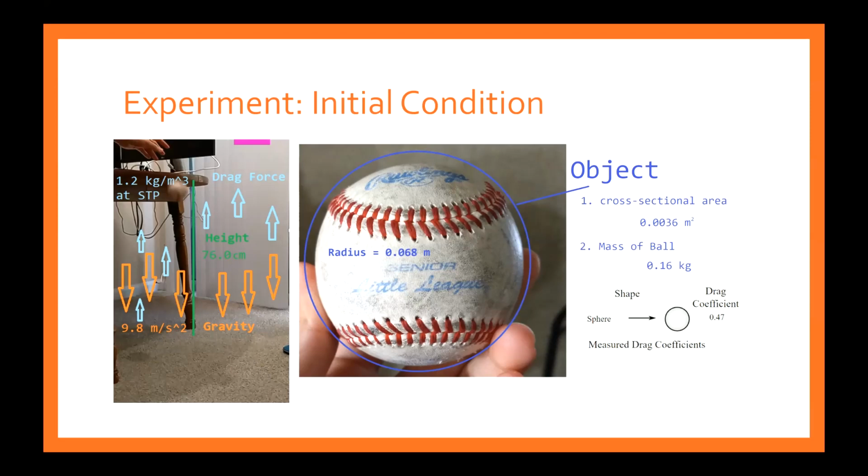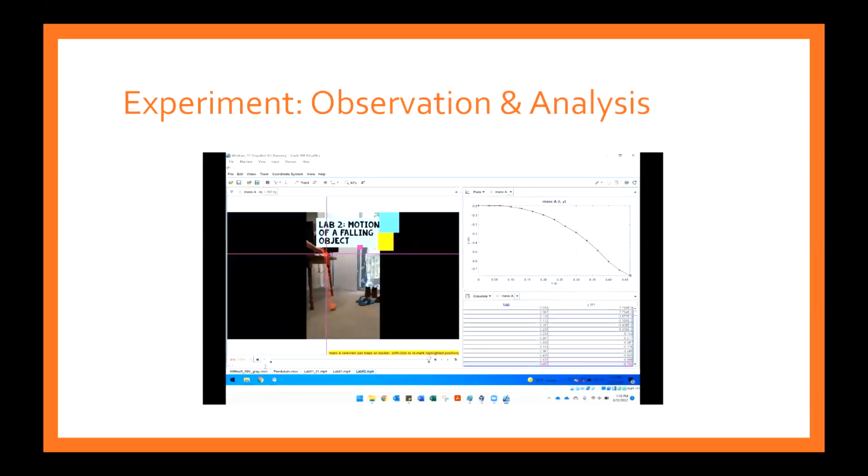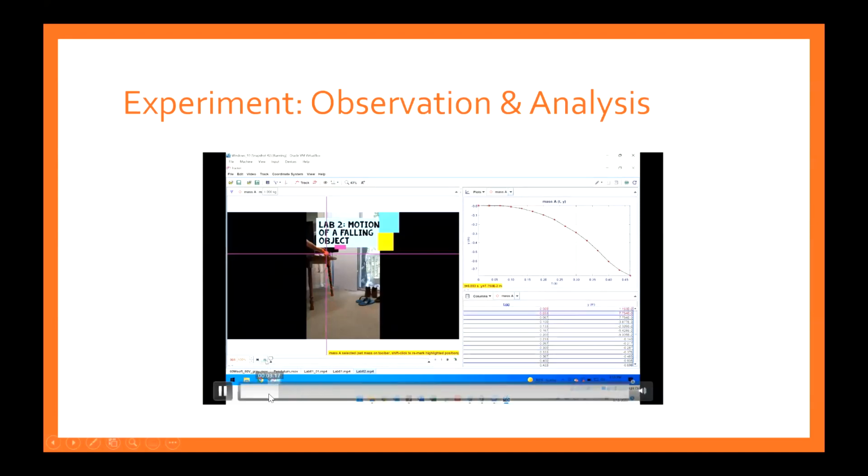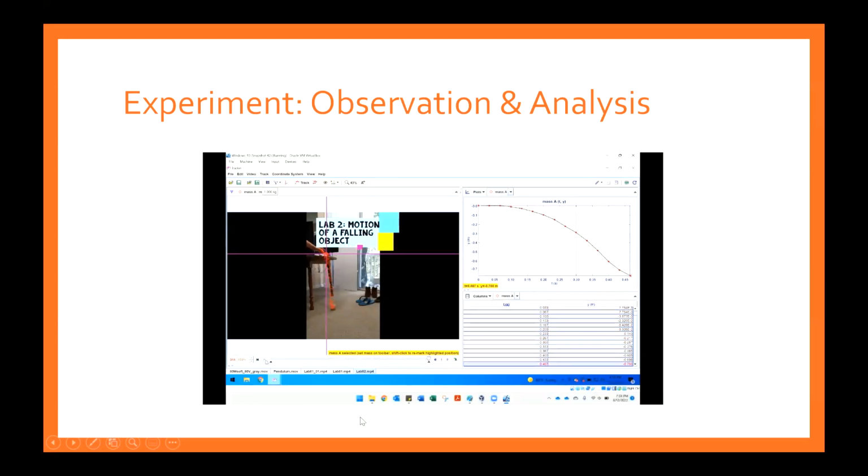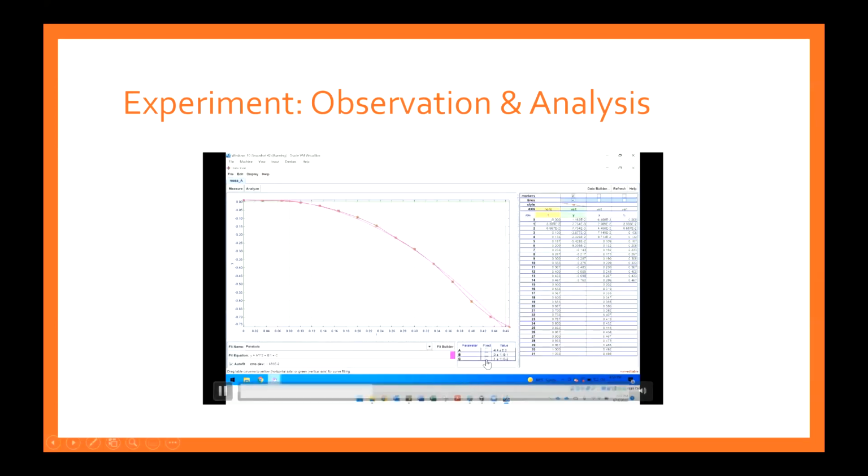The height of the desk was 76 centimeters, by the way. Here's the observation that I got in my experiment. Looks pretty good, but the scalar value of acceleration was not so good, which is around 4.4 based on the screen.